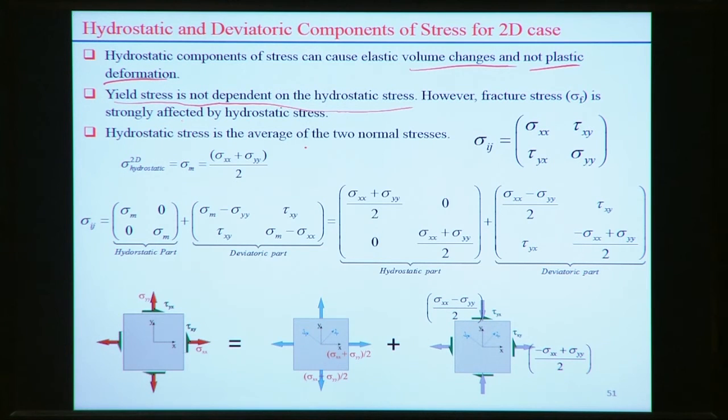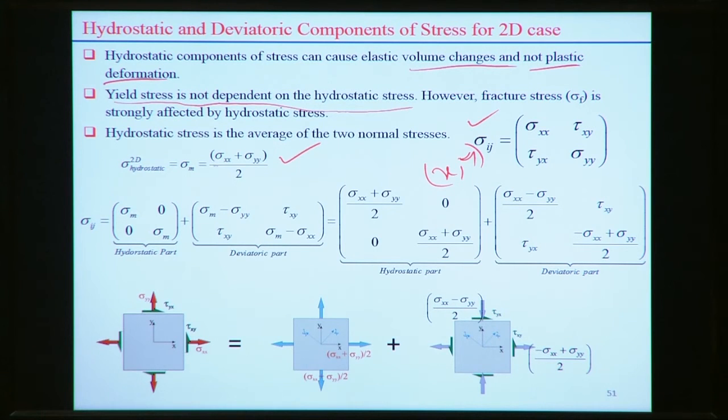Hydrostatic stress is the average of the normal stresses. All these phenomena are very much followed in the case of metallic materials. Now suppose this is the stress state, sigma xx, sigma yy, tau xy and tau yx, and this is the two-dimensional stress in the xy axis system. Now the hydrostatic stress component is simply the average of the two normal stress components.